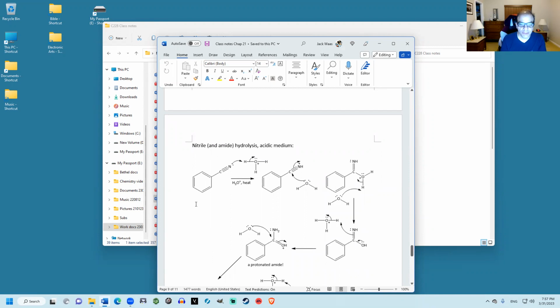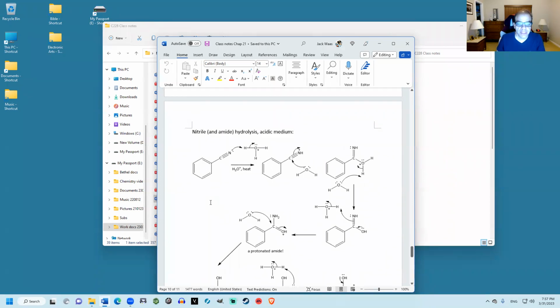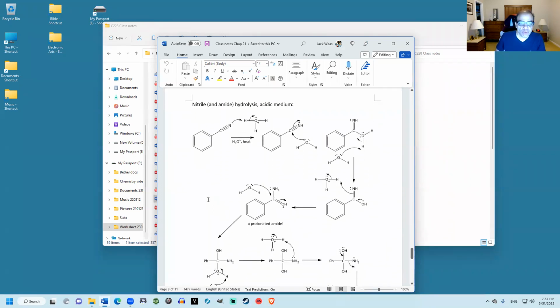And I don't think I can do this whole mechanism in 3 minutes. So I'll do it, and if it goes over by a few minutes, it goes over by a few minutes. I taught you nitrile hydrolysis because in so doing, you automatically learn amide hydrolysis. So this is how nitrile hydrolysis looks in acidic medium.